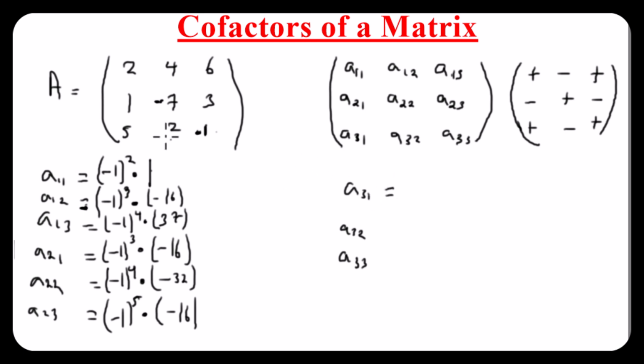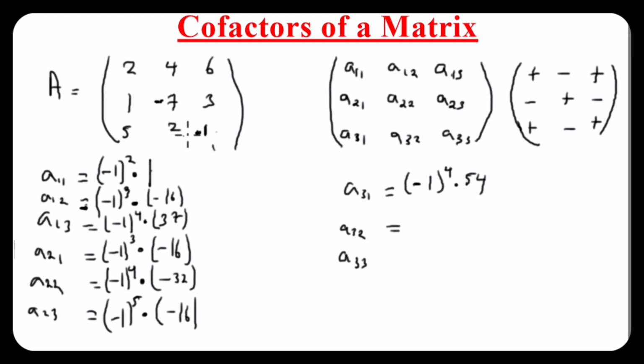A31 is 5. It belongs to the third row and first column. So strike out the third row, strike out the first column. So I'm left with 4, 3, 6, and 7. So 4 times 3, that's 12. 7 times 6, that's 42. But this is negative, so that will be 12 plus 42. That will give us 54, I guess. So negative 1 to the power of 3 plus 1, that's 4. Dot 54.